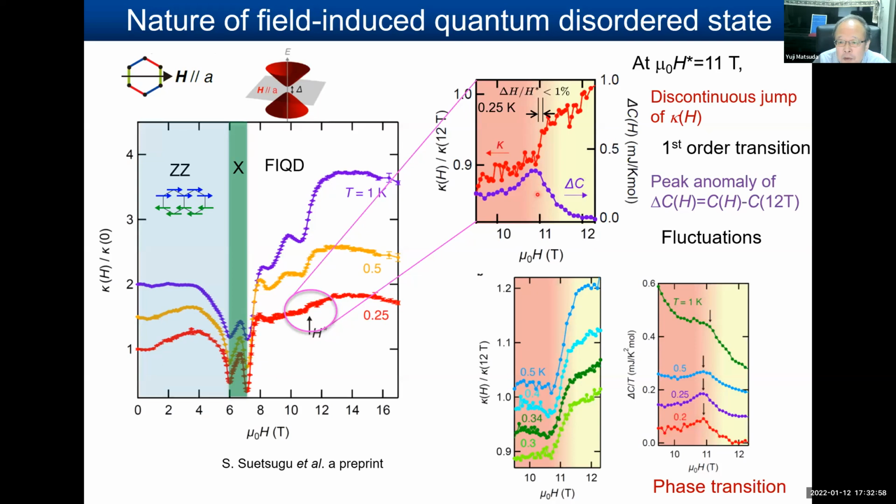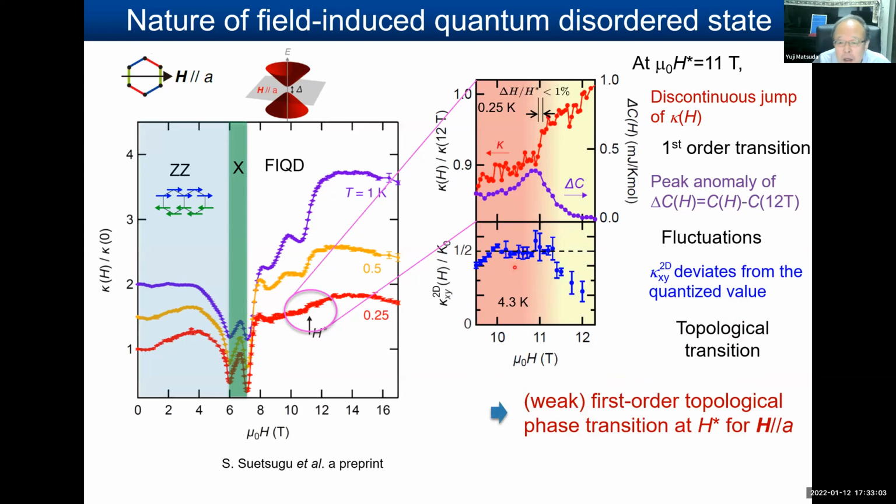In the same crystal, we also measure the kappa xy. The kappa xy deviates from the quantized value nearly at 11 Tesla. This result is at 4.3 Kelvin, higher than this temperature. So this indicates the topological phase transition occurs at 11 Tesla. From this measurement, we conclude a weak first order topological phase transition occurs at H star, 11 Tesla, in magnetic field parallel to the axis.